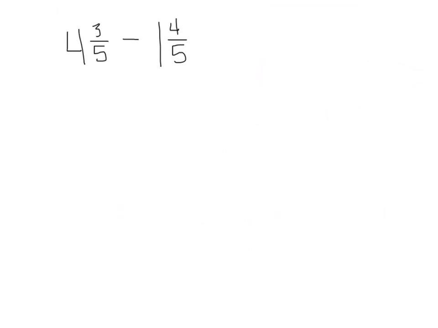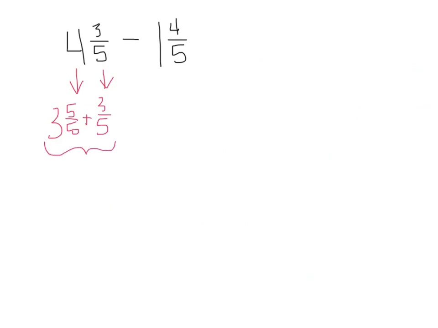Okay, I hope that you tried to solve that problem. Let me show you now how to do that. So we're going to trade out one whole for 5/5. So the 4 becomes 3 5/5, and then the 3/5 stays where it is, 3/5, because we haven't taken any away yet.